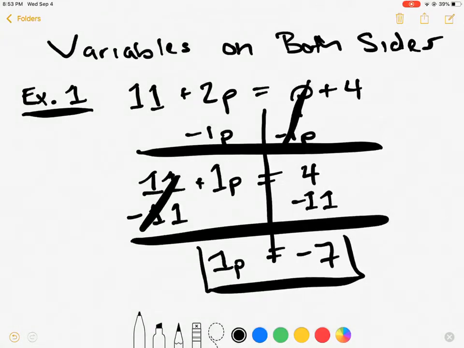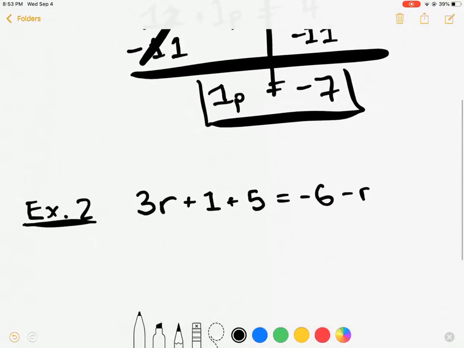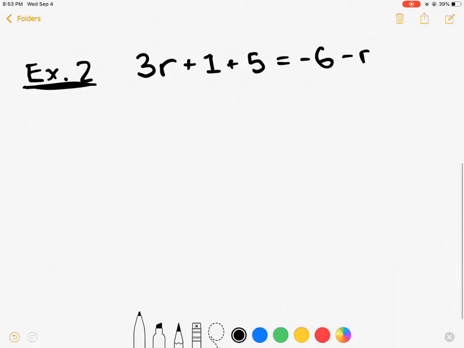Okay, let's take a look at one other variables on both sides problem, and this is going to be example 2. This equation, on the left side, we've got 3 times our variable r plus 1 plus 5, and that's equal to a negative 6 minus 1r on the right side.